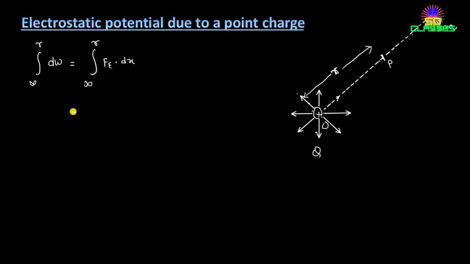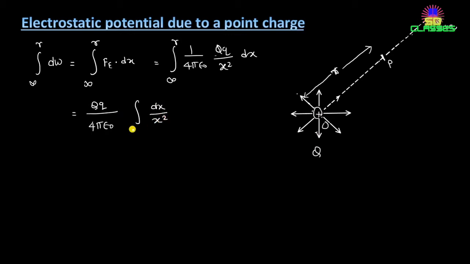Okay, this will be equal to, I'm going to write here. Okay, so this will be equal to, I'm going to put the value of Fe here. So 1 by 4 pi epsilon Qq by x square dx. Now this will be equal to, take the constants outside. So Qq by 4 pi epsilon, these are the constants. So now dx by x square. Integration goes from infinity to r.